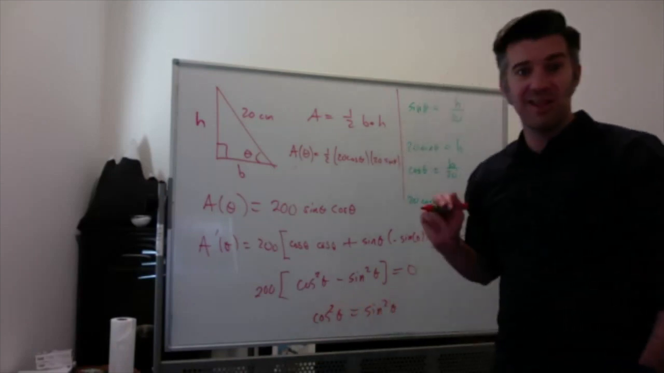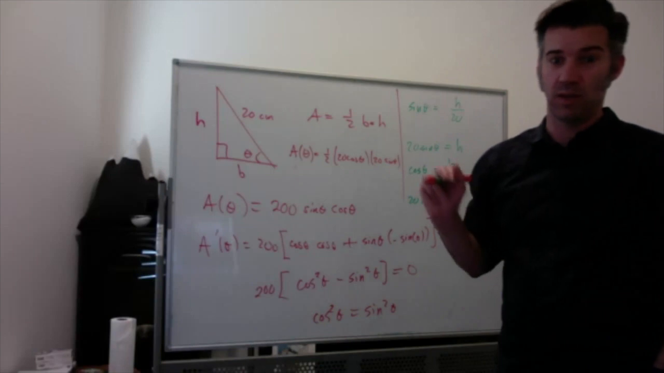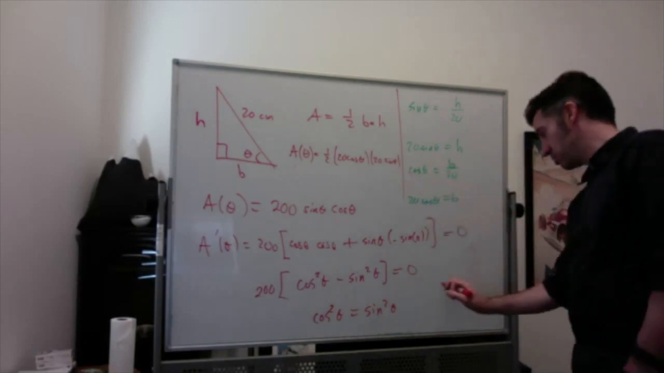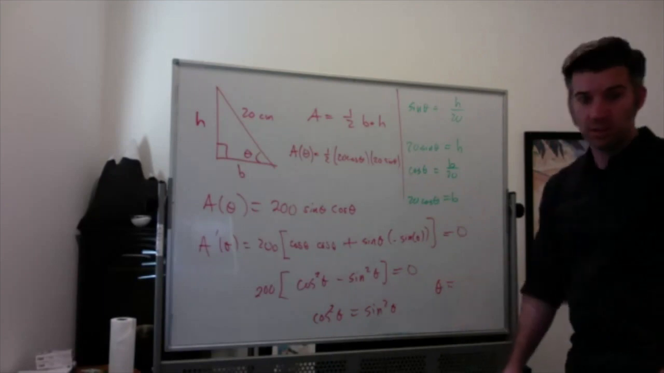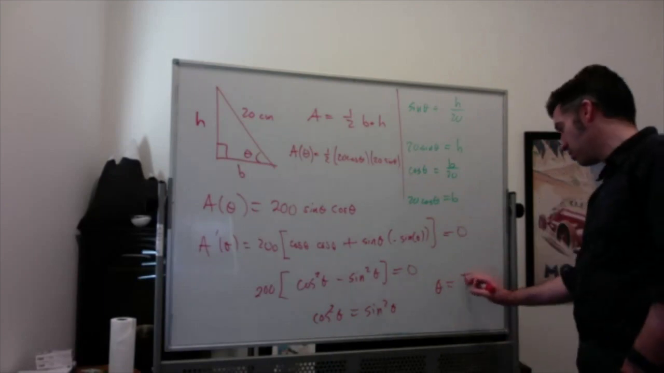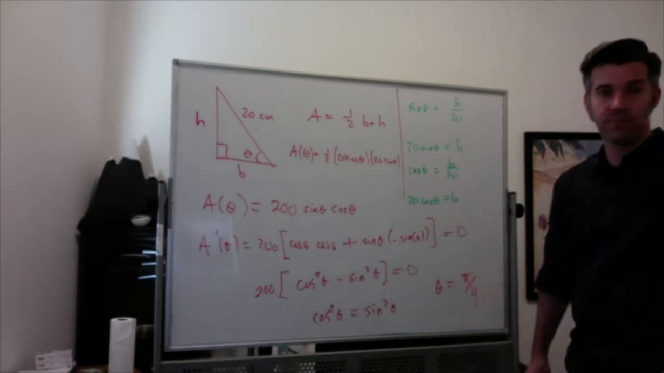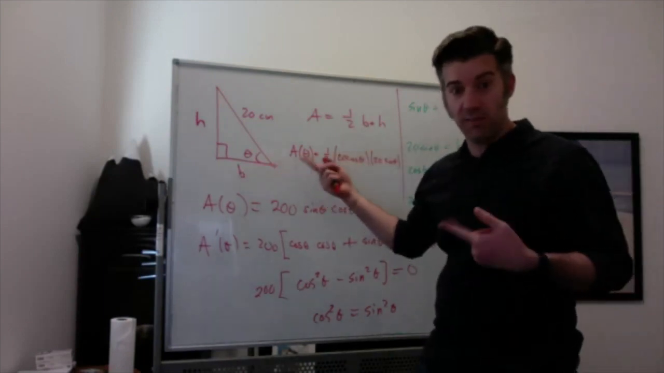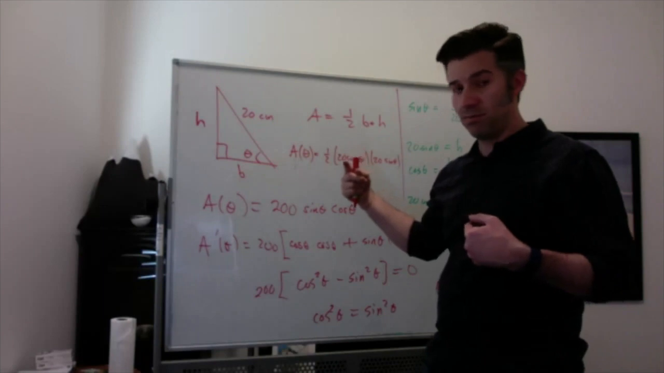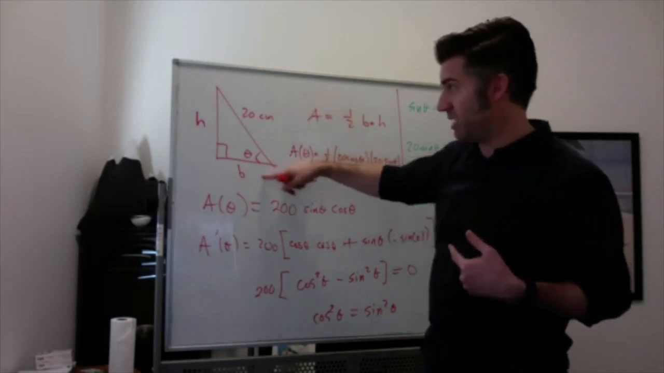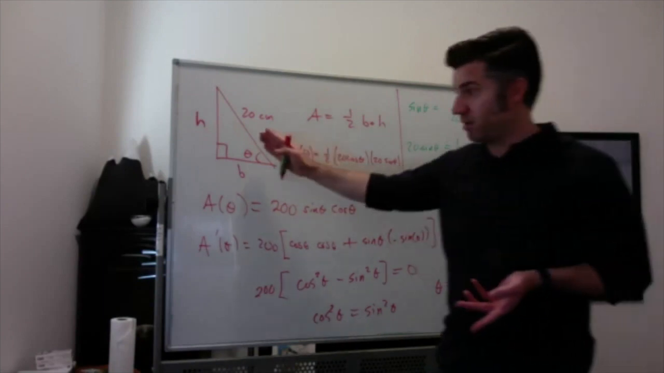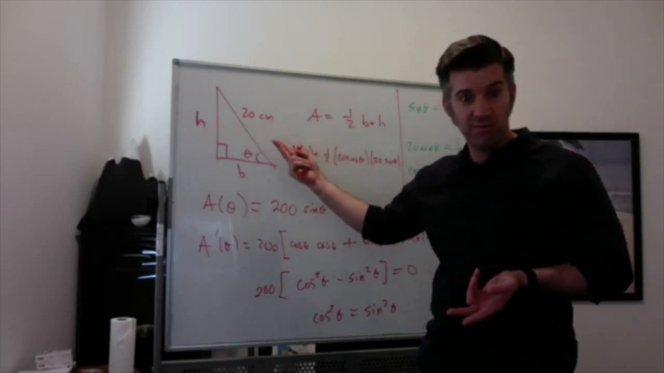Okay, does anybody know the angle where sine and cosine are equal to each other in either radians or degrees? Yeah, thank you. Pi over 4. Which makes sense, right? We already saw before that the area was maximized when the base and the height were the same. Well, that's equivalent to saying the angle is pi over 4, or a 45-degree angle.